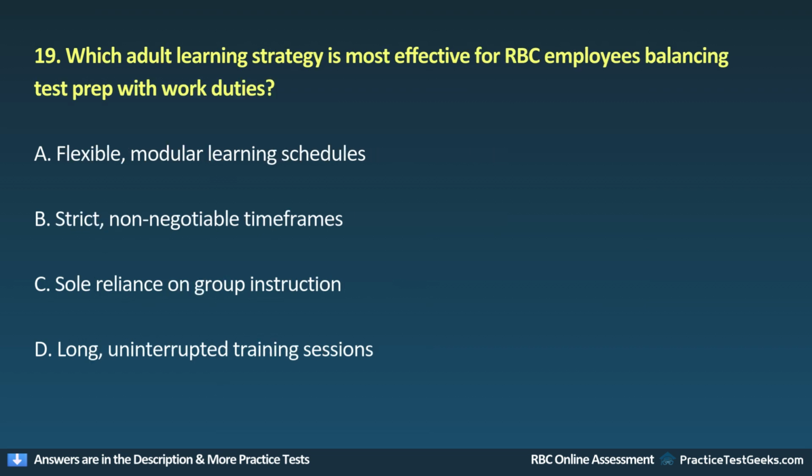19. Which adult learning strategy is most effective for RBC employees balancing test prep with work duties? A. Flexible, modular learning schedules. B. Strict, non-negotiable timeframes. C. Sole reliance on group instruction. D. Long, uninterrupted training sessions.